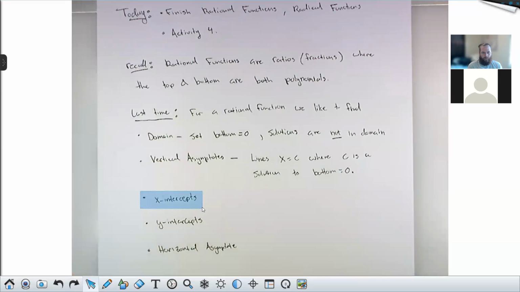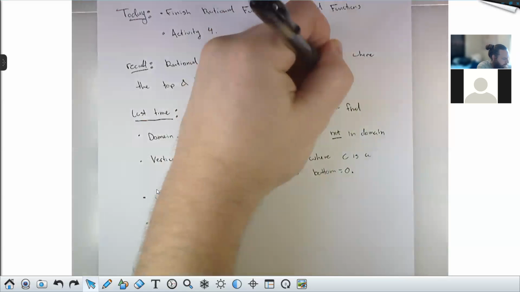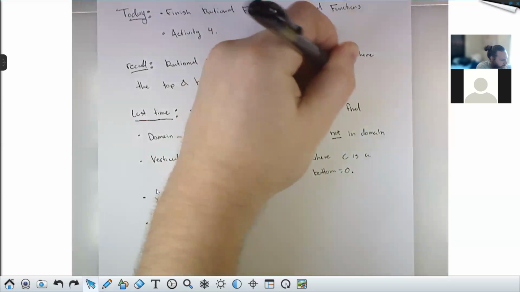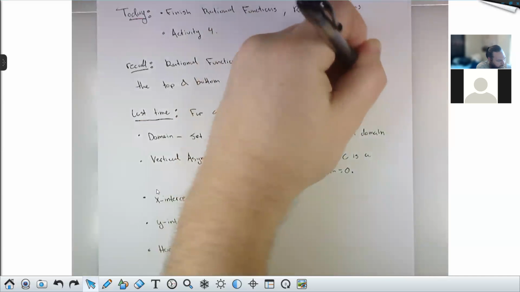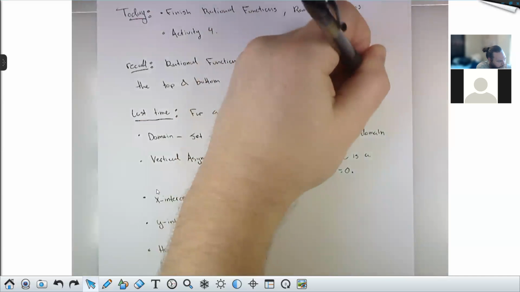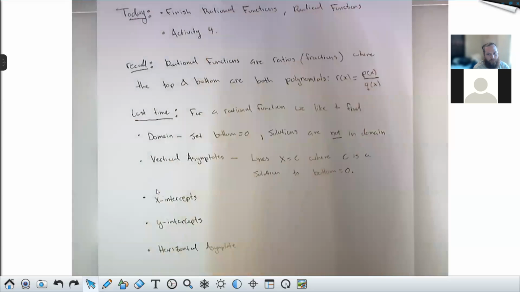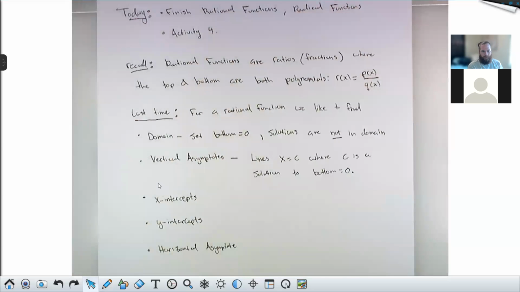So, x-intercepts. I want you to think along with me because I do think it will help you to understand why the procedure is what it is. If we're looking at a rational function, something like r of x equals p of x over q of x, where p and q are both polynomials, how would you find an x-intercept? What does an x-intercept mean in terms of the function?